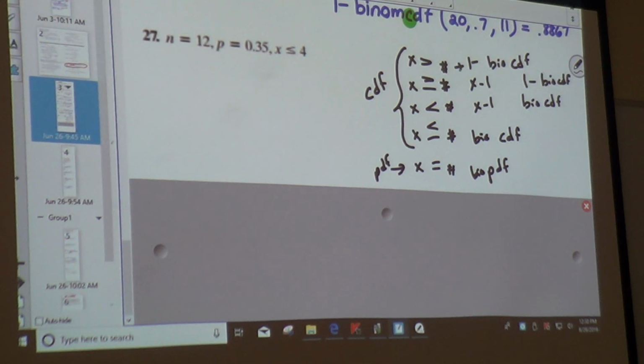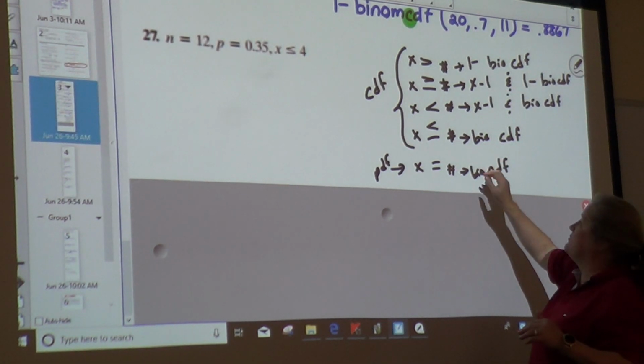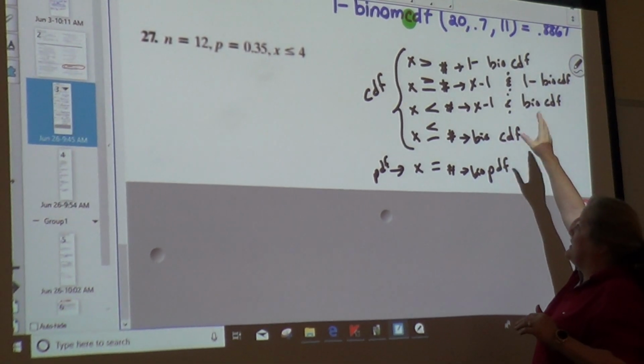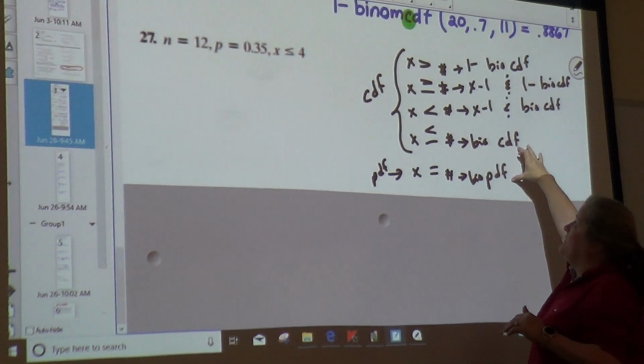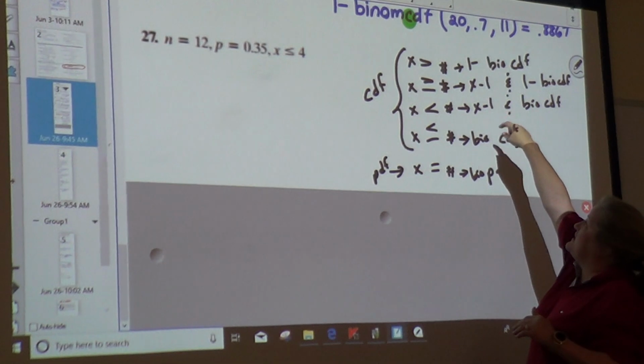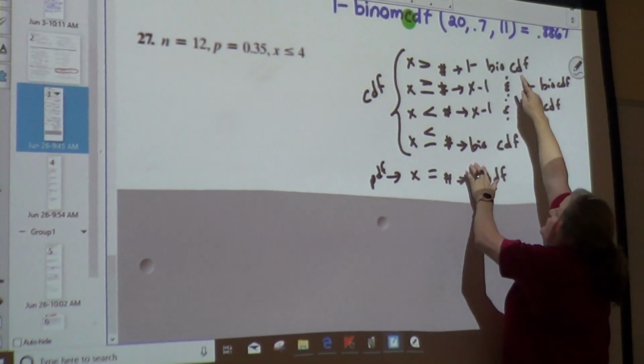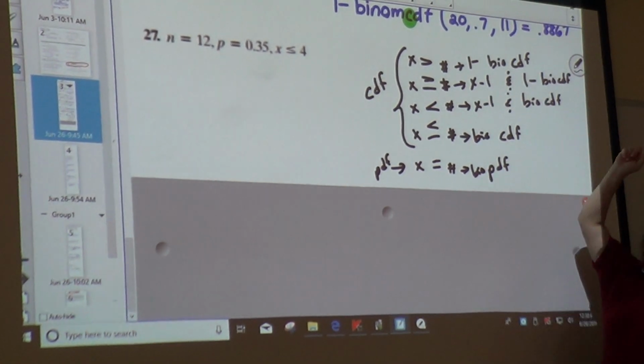I'm missing something. There. Have I done it all? Yep, I've done it all. There and there. So however you want to remember it, greater than, equal to, less than, equal to, there's your PDF, the rest are CDFs, the bottom two are plain. You've got your 1 minus, these two right here have the X minus ones. These two are your plains, those two have your 1 minus at the end.